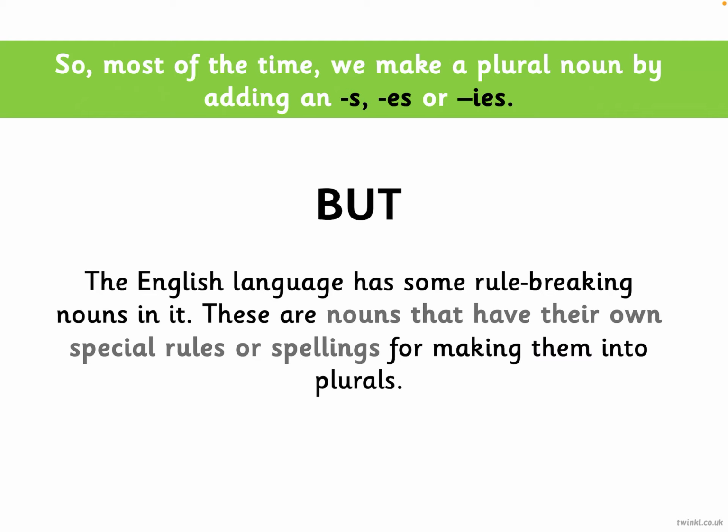So the rules so far is that most of the time when we make a singular noun a plural noun, we add S, ES or IES. But sadly, as I always tell you, the English language can be confusing and not all nouns have these rules, and they have other rules. Now, I'm not going to teach you any more at this stage because I think 3 rules is enough.